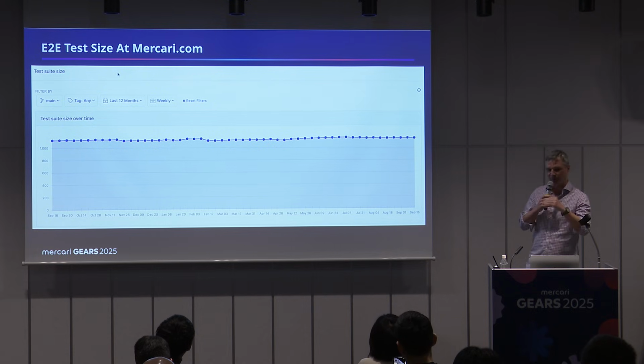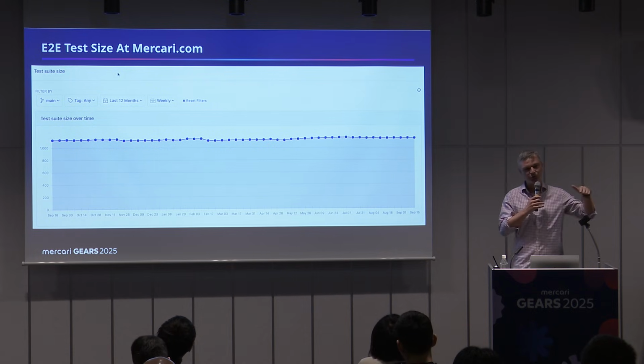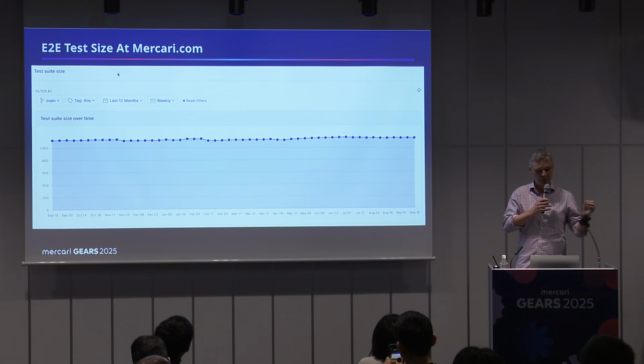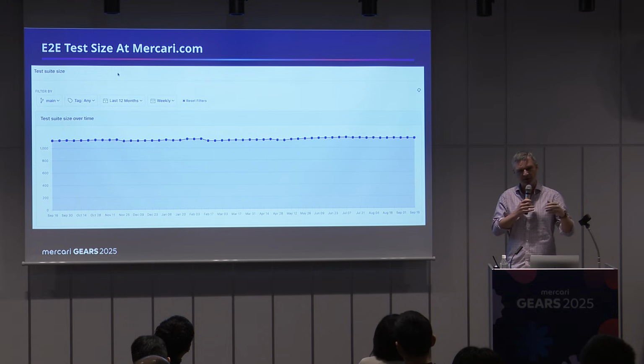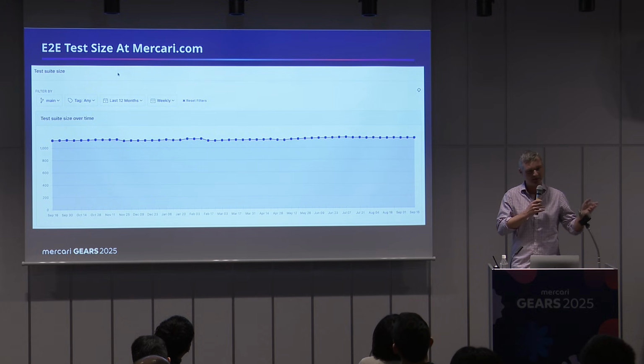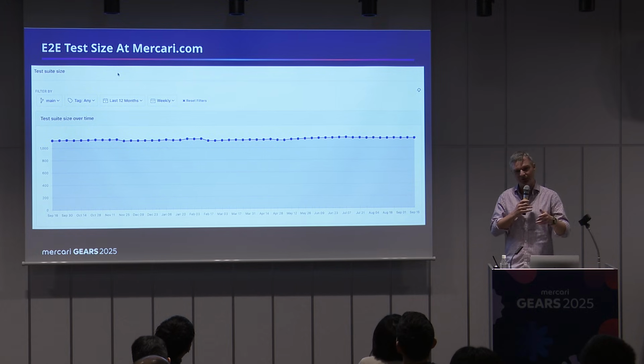This is how many tests we have over the past year. As you can see, it's well above 1,000. It kind of grew over 4 years. We allow the QA automation group to write tests. We allow the front-end team to write tests and update tests. And we add new tests as we develop new features.